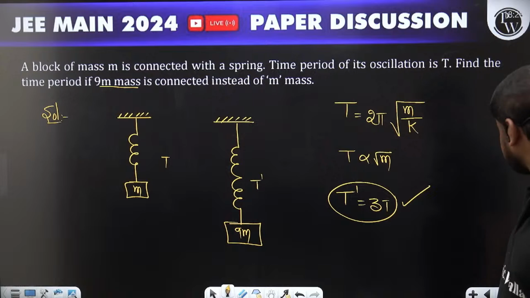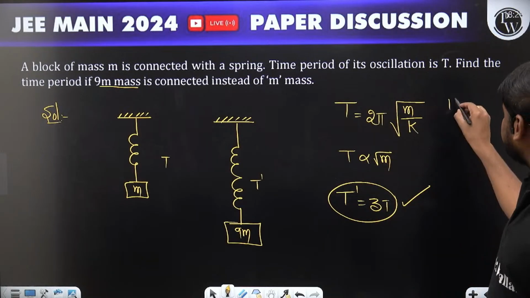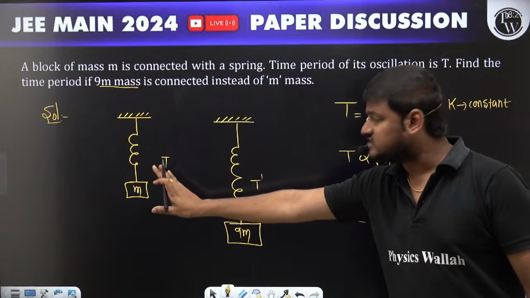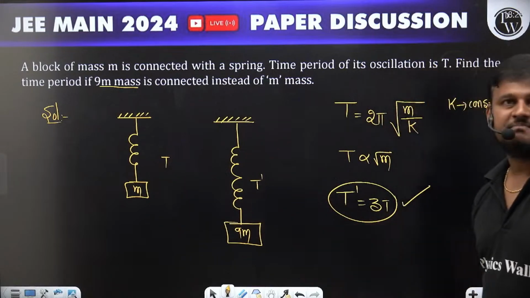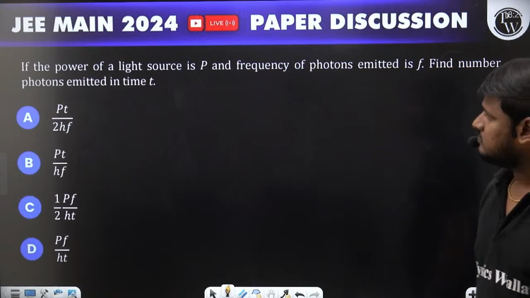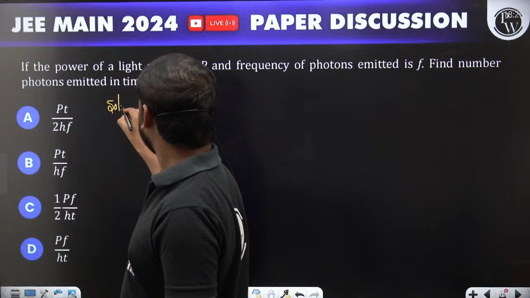Done. Chalo. So for the same spring, the spring constant K should be constant here. It should not change because it is the same spring. For the same spring, first we attached m mass, then 9m mass. Done. So this question is pretty easy. You can solve it easily.